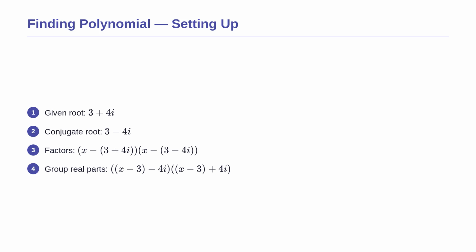Before we prove why this always works, let us see this with a concrete example. Suppose you are asked to find the lowest degree polynomial with real coefficients that has 3 plus 4i as one of its roots. We are only given one root, but our theorem tells us the conjugate 3 minus 4i must also be a root. We set up our equation by writing x minus each root. To make the multiplication simpler, we group the real parts, x and 3, together in both factors. This cleverly sets up a classic difference of squares pattern.